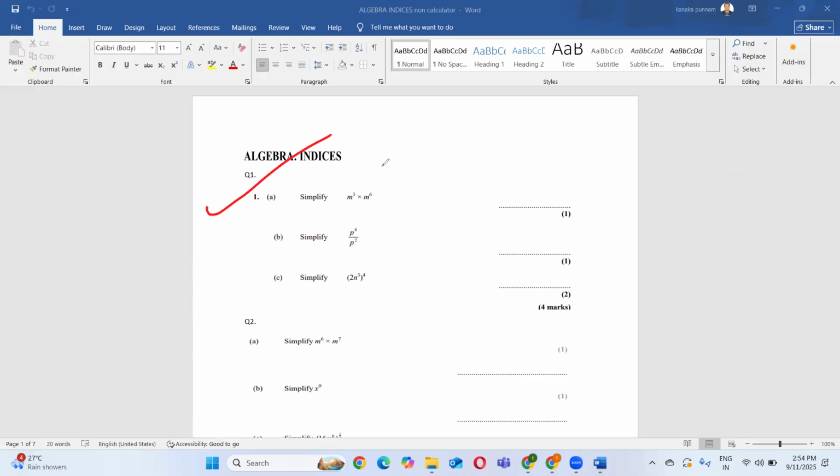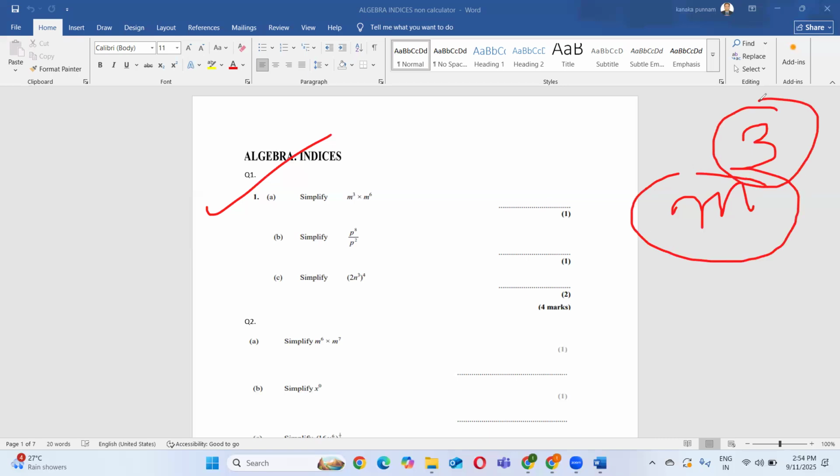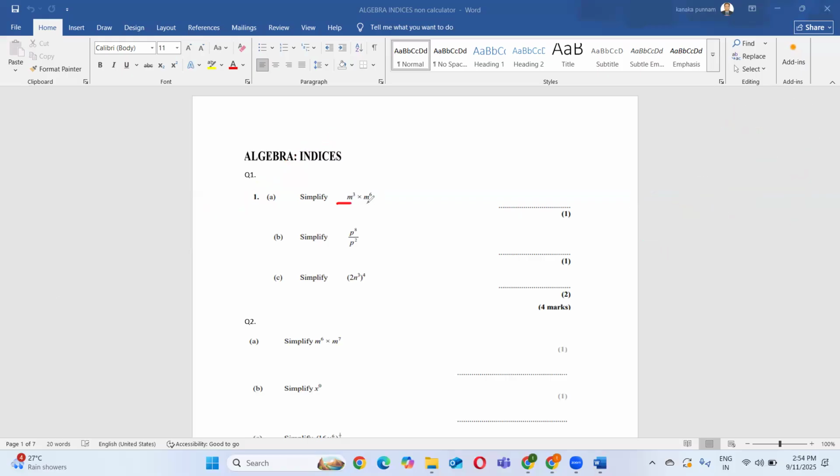Let's see, simplify m cube times m power 6. You can see m cube. This is called the base and the top one is called the power. So it's in index form. Here the base m and m are both the same, so write it one time. You see the multiplication symbol, so when you see the multiplication symbol, the powers will be added. So 3 plus 6, which will be m power 9. That's it.